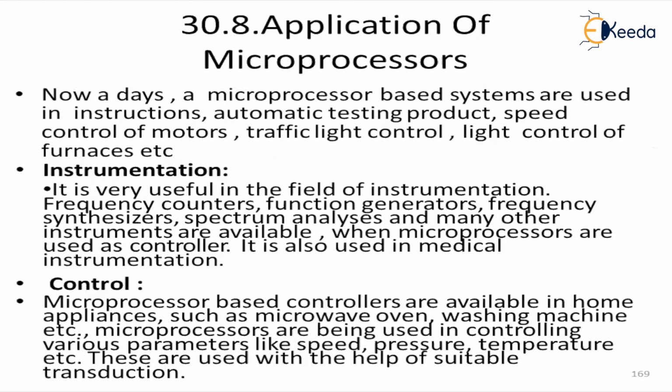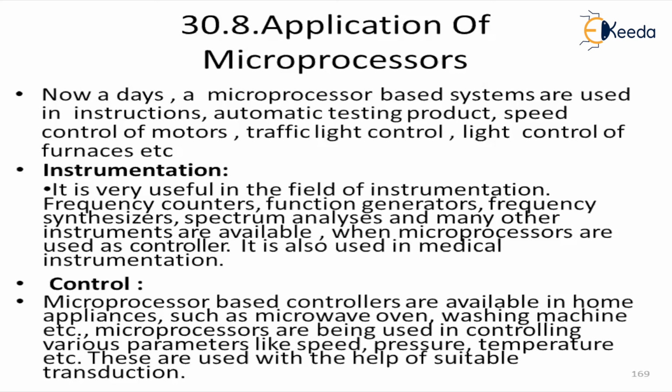Now, what are the applications of microprocessor? Nowadays, microprocessor-based systems are used in instruction, automatic testing, speed controller, traffic signals, light controller, and furnaces. It is very useful in the field of instrumentation, because it has the frequency counter, function generators, frequency synthesizers, spectrum analysis, and many other instruments available.